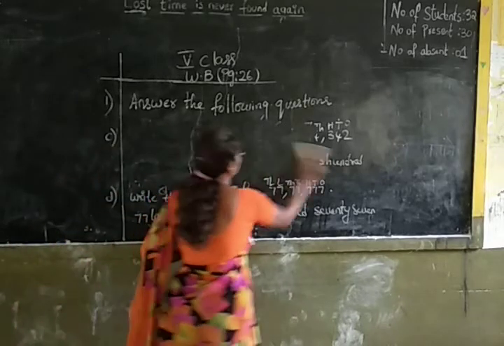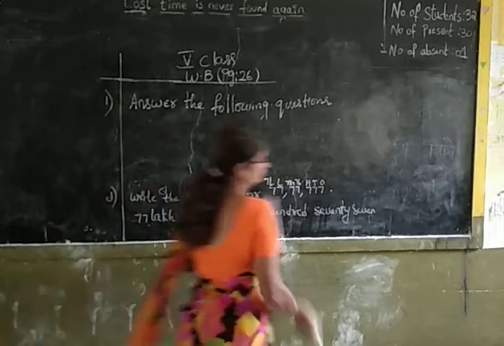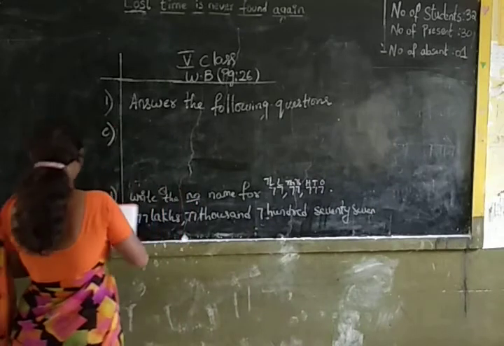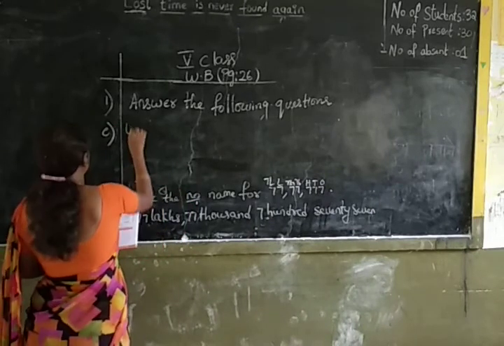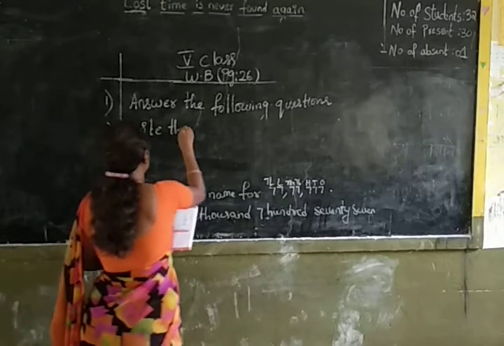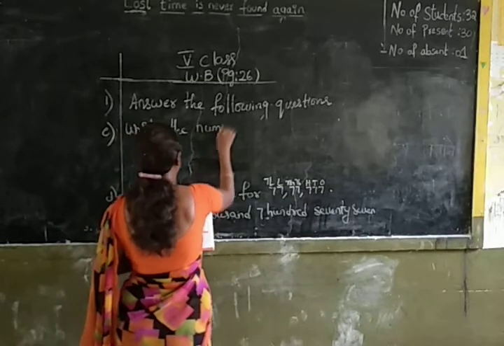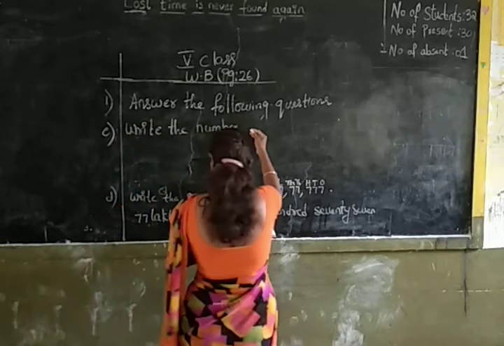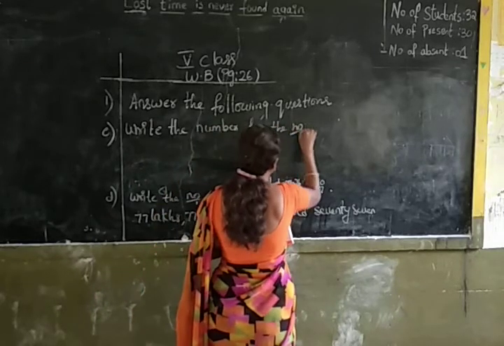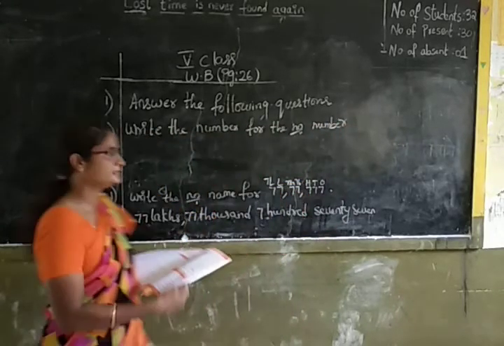Okay. Now let us do the E sum. Write the number for the number name. Here number name is given and you have to write the number.